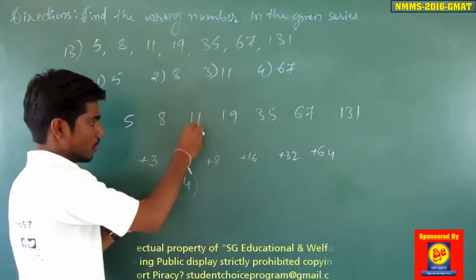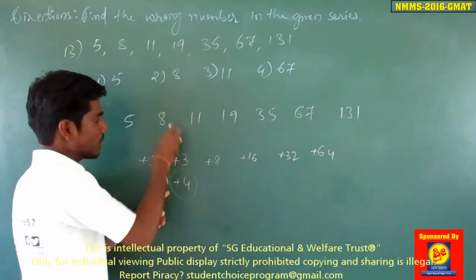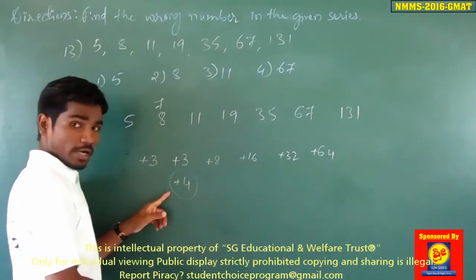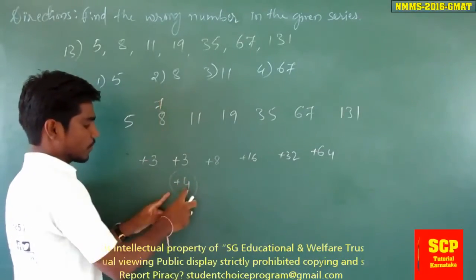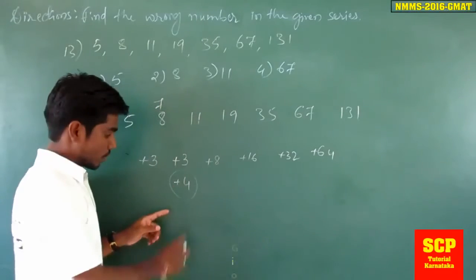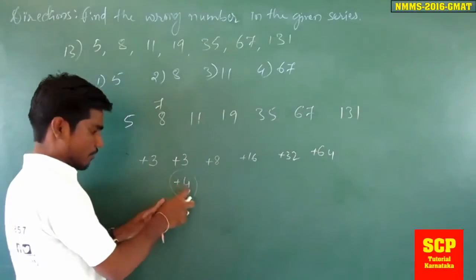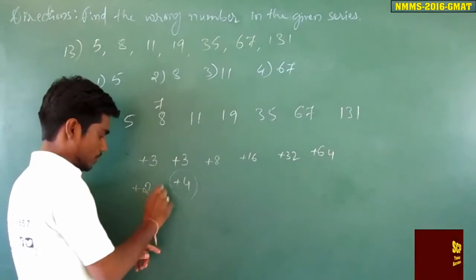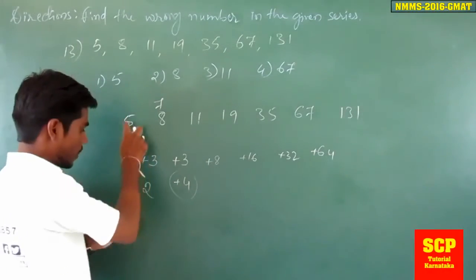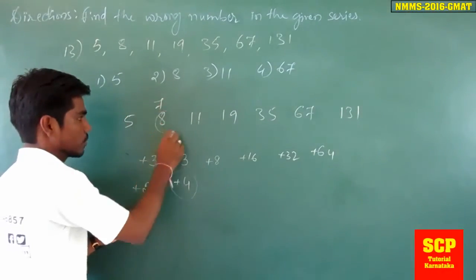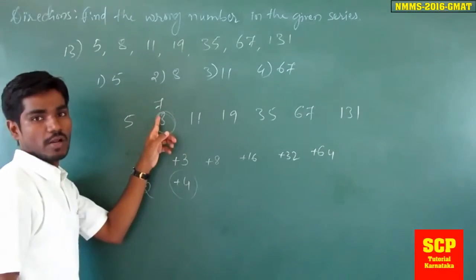Okay. So 11 minus 4 would be 7. Or you can consider 7 plus 4 is 11. When it is 4, this number should be half of 4, that is 2. That means 5 plus 2 is 7. So here 8 is the wrong number.